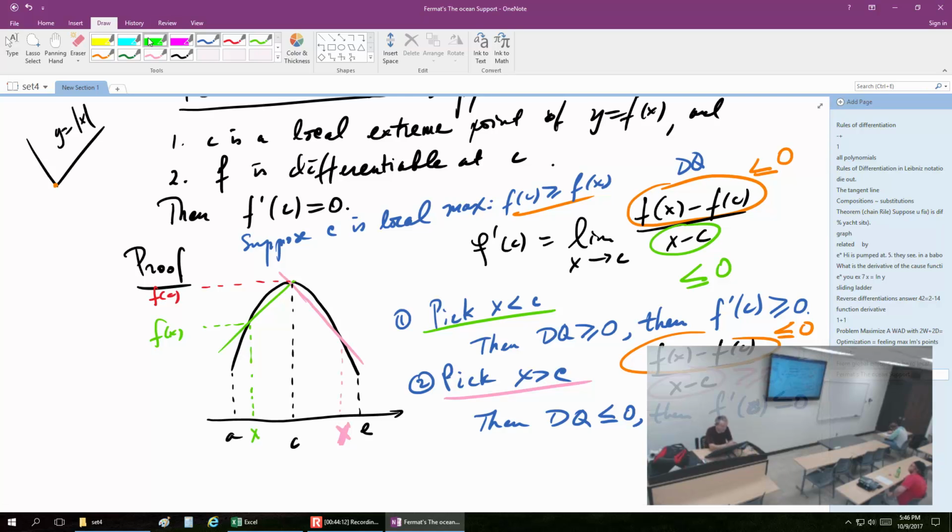Then we take those two facts and combine them. What do we conclude? It's the same number c. The derivative of f at c, on one hand is less than or equal to 0, on the other hand it's larger than or equal to 0. What does it tell you?